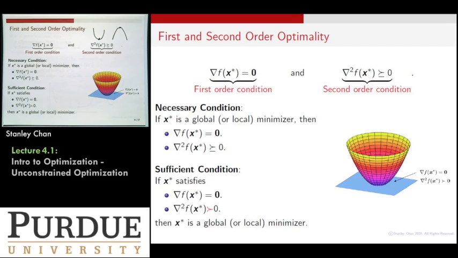Okay, so if you have a global minimizer, then these 2 points have to satisfy these 2 conditions. Now, the reverse is that now I give you a point, you want to check whether it is a global minimizer, then these are not sufficient. You want to check first, of course, the first order has to be 0, but then the second order condition, you want to make sure that it is strictly greater than 0.